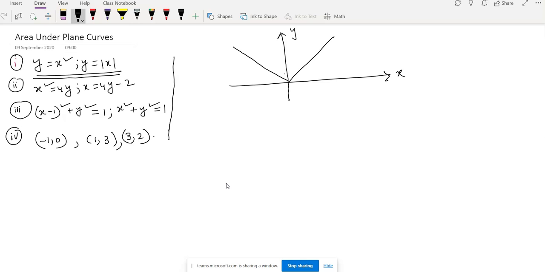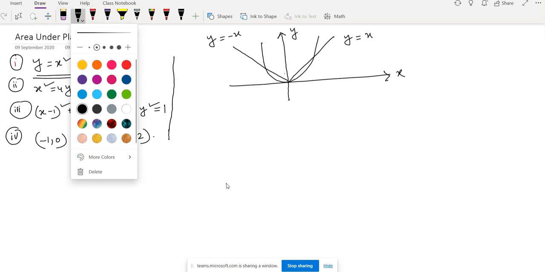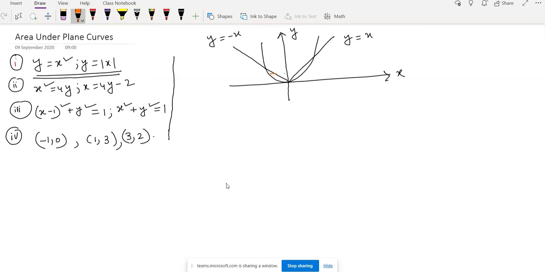One part is y equal to x. The other part is y equal to minus x. This is one part of the parabola. This is the other part. Now the parabola and curves both are drawn. We are going to shade the region. The region will be like this.